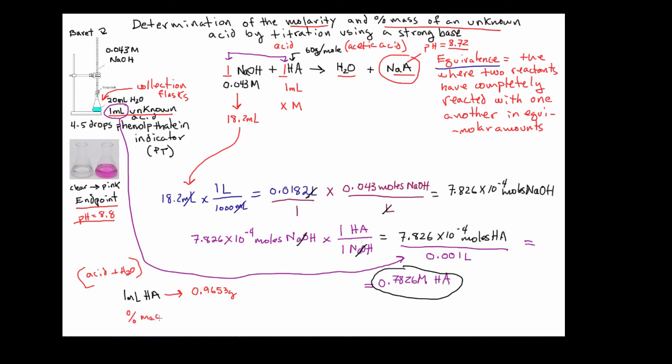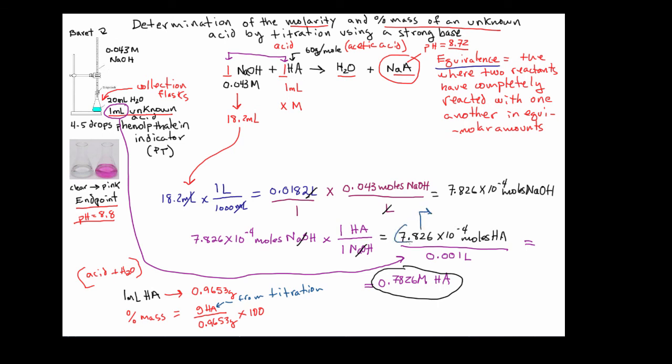Okay, so now we're almost ready to figure out our percent mass, and the formula for that is going to be percent mass equals the grams of HA determined by titration, divided by the grams of the total solution, and I'll just write that number in here, times 100. To emphasize this fact, I'll put an arrow here and remind you that this is from the titration.